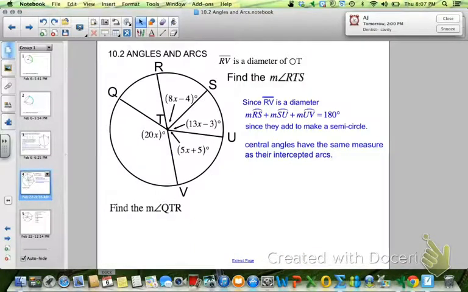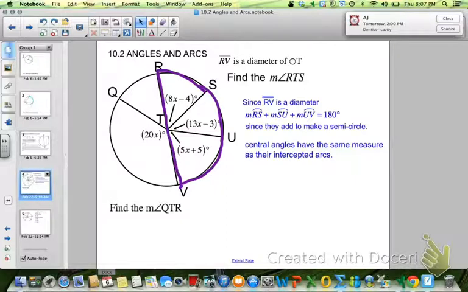Let's look at some examples using some of these ideas now. In this problem, I want you to find the measure of angle RTS and the measure of angle QTR. So we're going to start with RTS, and we're going to look at the idea that we know that RV is a diameter. And so each of these arcs, arc RS, the measure of arc SU, and the measure of arc UV are all going to add up to 180 degrees because they form that semicircle.